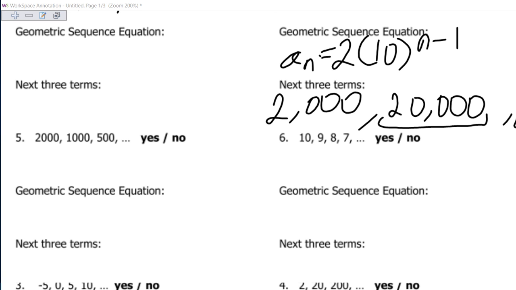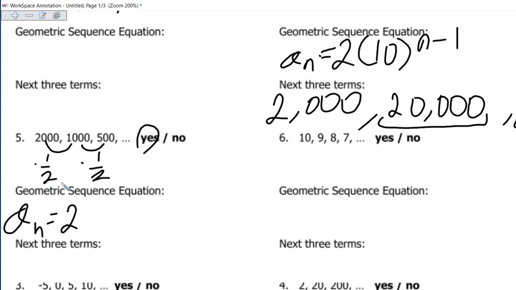Alright, now, 2,000 to 1,000, 1,000 to 500. Multiply by 1/2. Y'all are hoping that wouldn't come up again. It comes up a lot. So, that's a yes. This is a geometric sequence. And that's a sub n equals, we start off at 2,000, and then our multiplier every time is 1/2, and then we raise it to the n minus 1. And then the next 3 terms are going to be, let's see, half of 500 is 250.